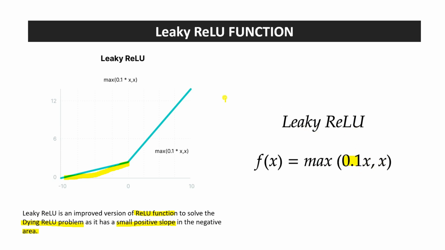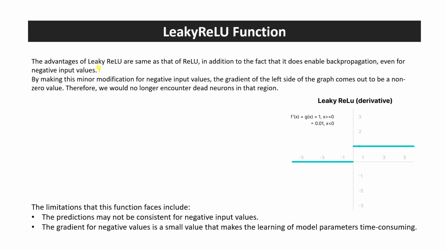Leaky ReLU and ReLU are mostly similar, with just one parametric difference, the 0.1. So it has advantages as well as disadvantages. The advantages of Leaky ReLU are the same as ReLU, because we can use it in backpropagation. In addition, it doesn't disable backpropagation even for negative input values. By making a minor modification to the negative input values, the gradient on the left side of the graph comes out to be a non-zero value.